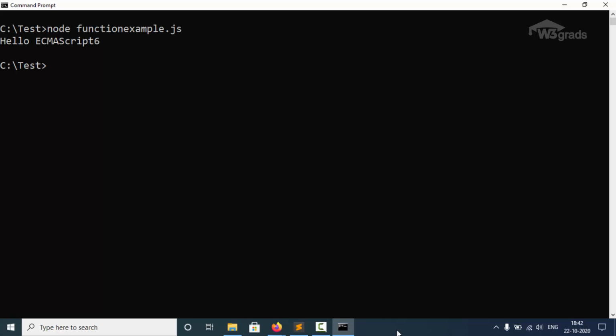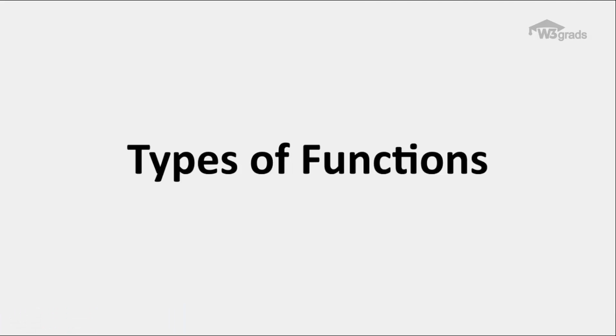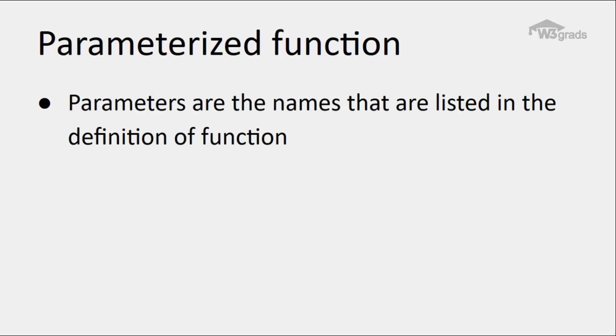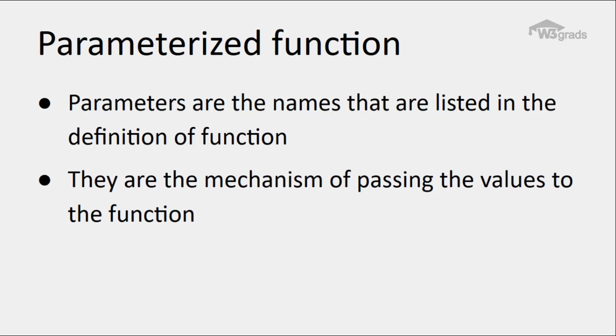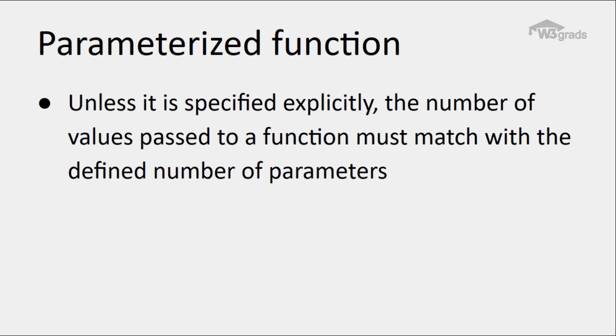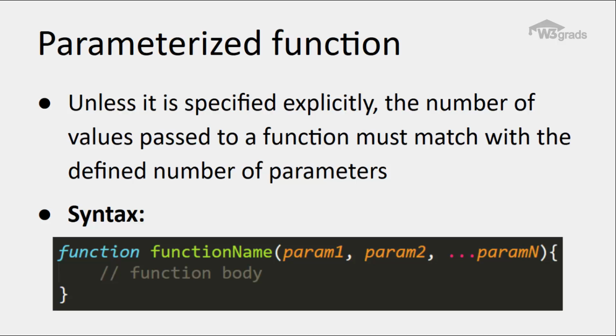Let us try to understand the different types of functions. The first one is the parameterized function. Parameters are the names that are listed in the definition of the function. They are the mechanism of passing the values to functions. The values of the parameters are passed to the function during invocation. Unless it is specified explicitly, the number of values passed to a function must match with the defined number of parameters. Here is the syntax of defining the parameterized functions.